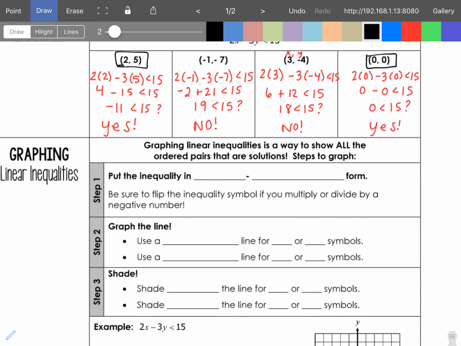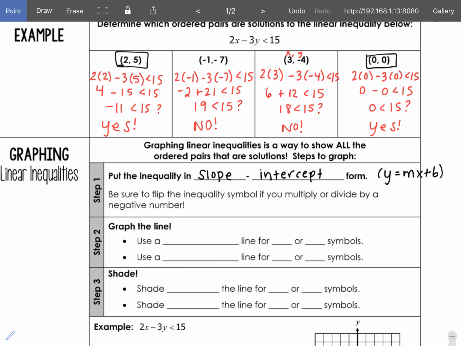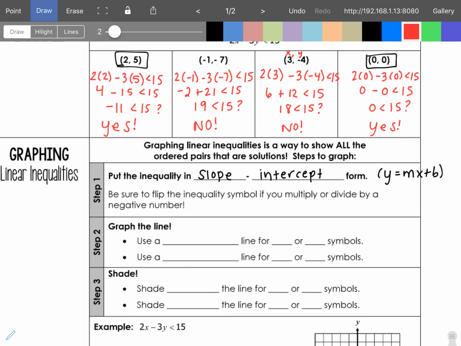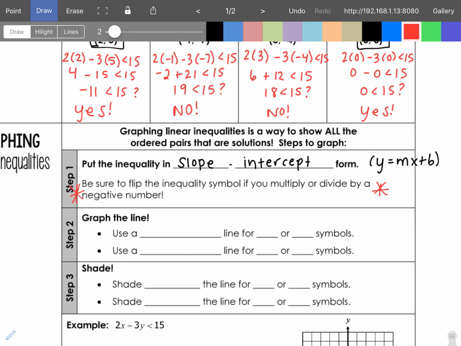Okay, so what does this all mean? When we graph linear inequalities, we're going to put it in slope-intercept form. What is slope-intercept form? y equals mx plus b. Be sure to flip the inequality symbol if you multiply or divide by a negative number. This is really important. So that's the first step. If you have to multiply or divide by a negative number, you have to flip the inequality symbol, and we'll go over that.